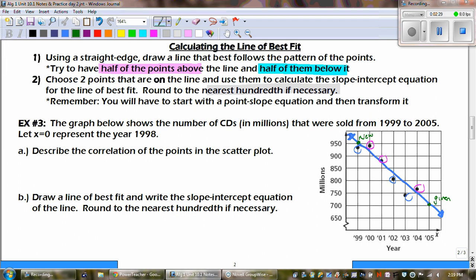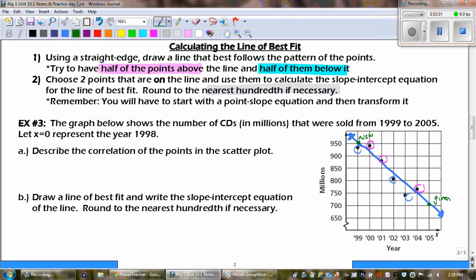The graph below shows the number of CDs in millions that were sold from 1999 to 2005. Let X equal 0 represent the year 1998. What's a CD? Do you guys even know? Well, a CD was what people used to buy when they wanted to listen to music. Okay? And that CD had a whole record on. Now we can just download them from iTunes or illegally from some other place that I don't know of. Hopefully you're not doing that.